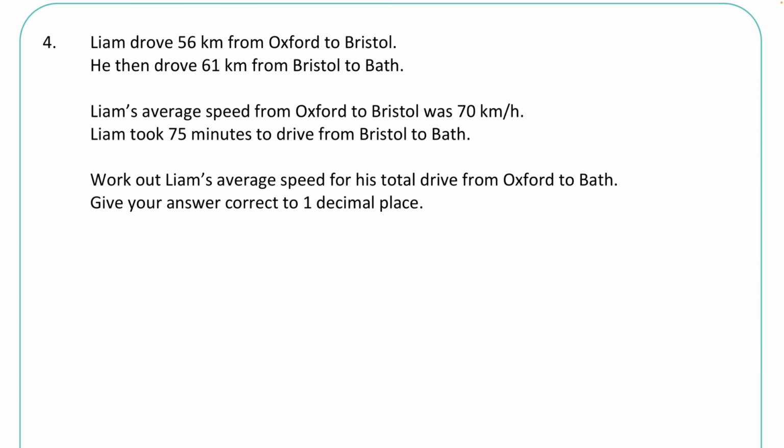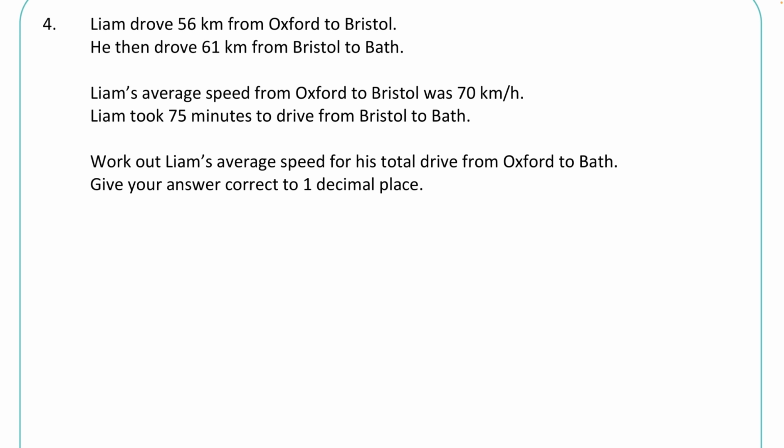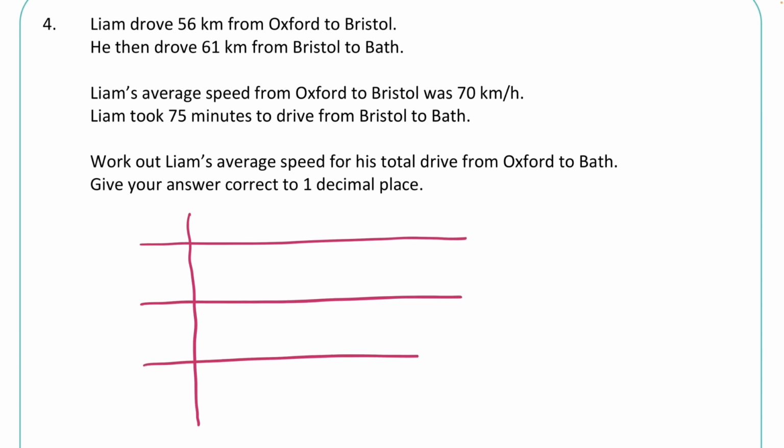Question 4 here is looking at some speed, distance and time. Now this particular question is about 2 journeys that are almost getting sort of blended together. Now when I have 2 journeys like this, I always draw a two-way table.